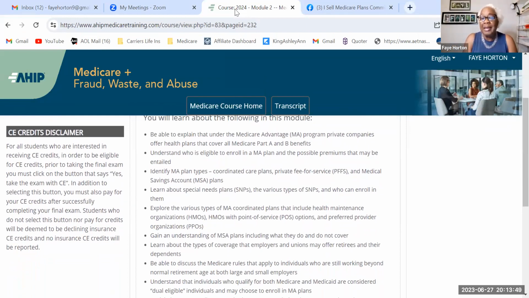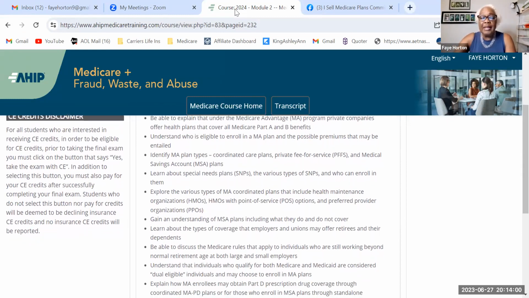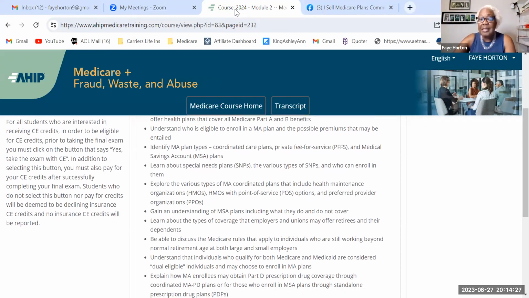You're going to be able to explain that under the Medicare Advantage program, private companies offer health plans that cover all Medicare Part A and Part B benefits. You'll understand who is eligible to enroll in a Medicare Advantage plan and the possible premiums that they may have to pay. You will identify Medicare Advantage plan types. Those would be your HMOs, PPOs, PFFSs, medical savings accounts, MSAs. You will learn about special needs plans, SNPs.